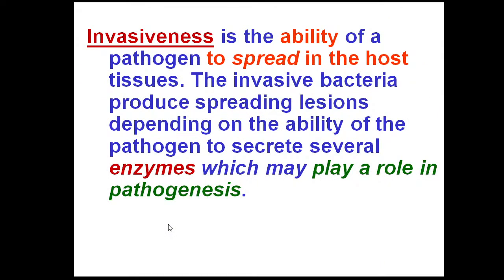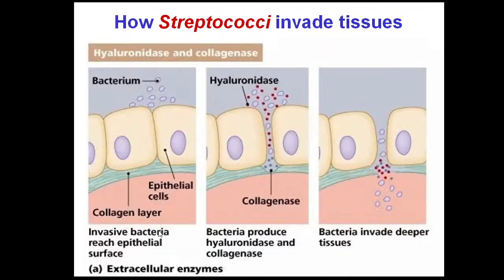So then we take a look at the so-called invasiveness, that is the ability of the pathogen to spread in host tissues. The invasive bacteria produce spreading lesions depending on the ability of the pathogen to secrete several, usually enzymes, that may play a role in pathogenesis. So quite often the invasiveness is connected with the ability to produce particular enzymes. And now we take a look at how those enzymes may work. So you can see bacteria.